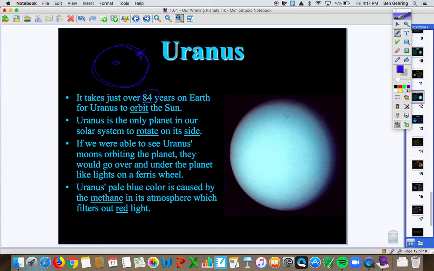It also rotates on its side, meaning if this is the planet, the axis goes through like this and it actually rotates this way, end over end.